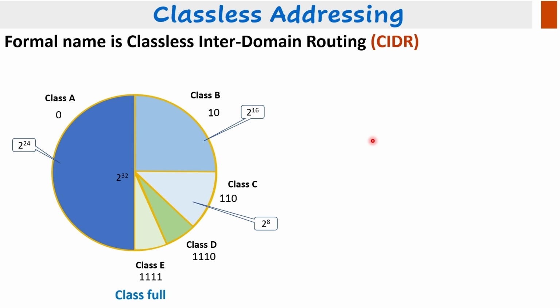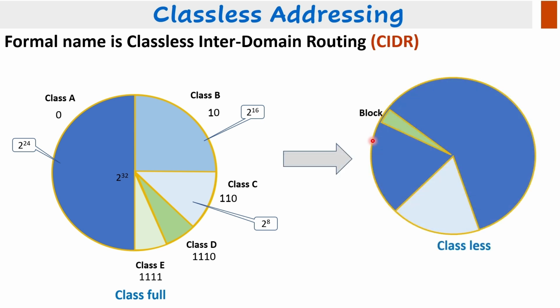Then a new concept came to make IP addressing more flexible and to reduce the wastage of IP addresses, and it is called classless addressing. The idea of classless addressing is that, instead of considering class A, class B, and class C, let's have any block of IP addresses from all of these IP addresses.